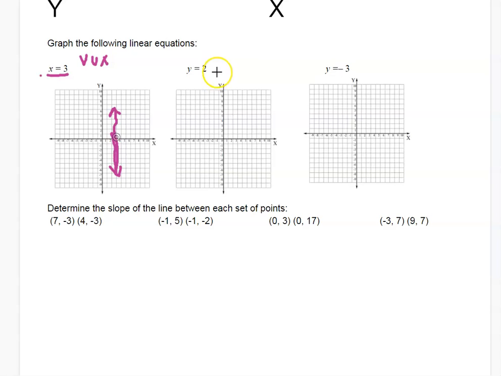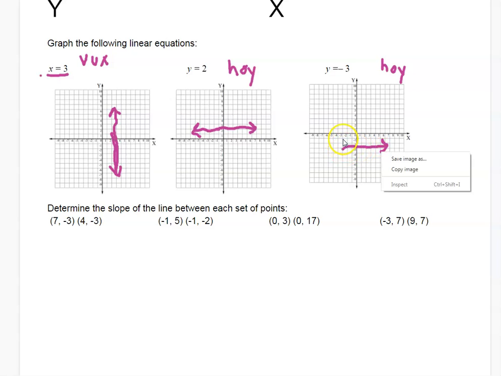Here I have y equals 2. Well, that's a hoi. Okay, and I'm going to go to where y equals 2, and I now have a horizontal line right through here. Okay, right through there. Y equals negative 3. That's also a hoi. Okay, you're going to go down to negative 3, and boom.